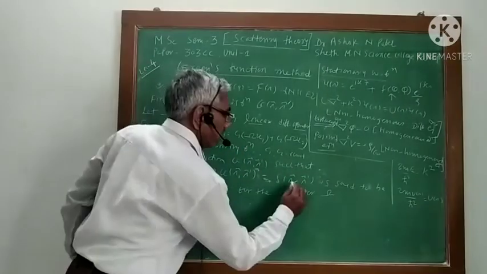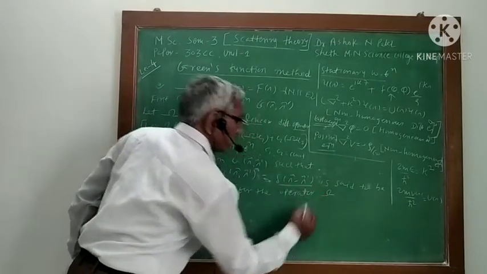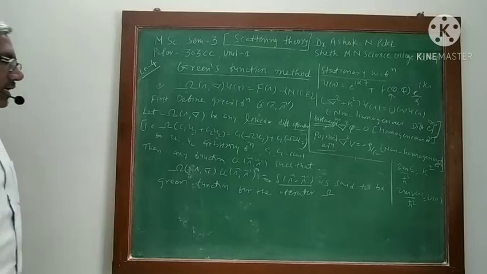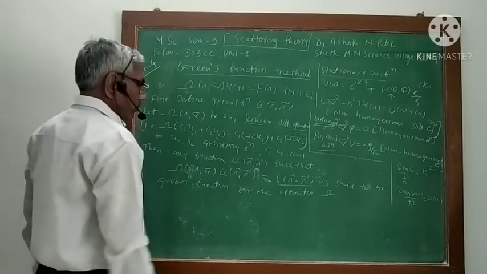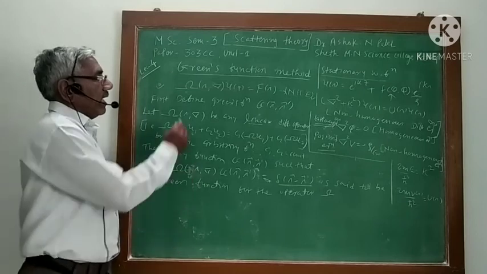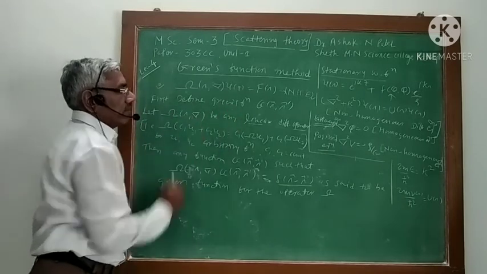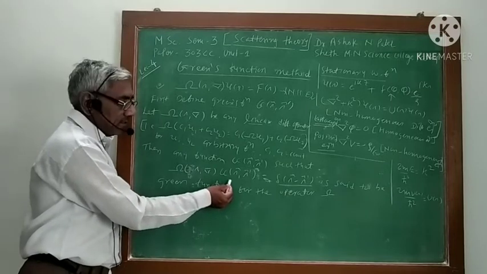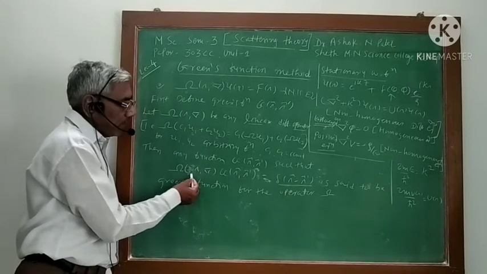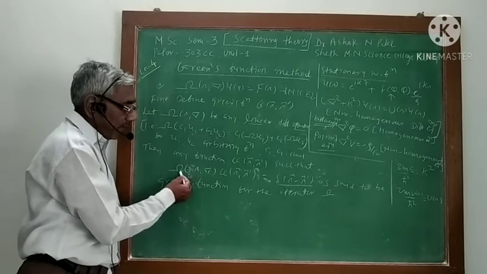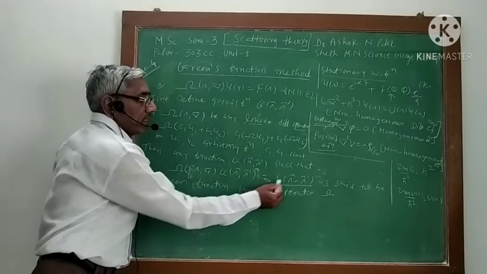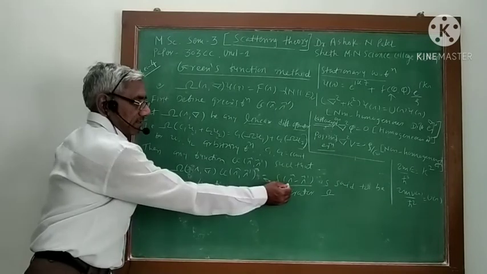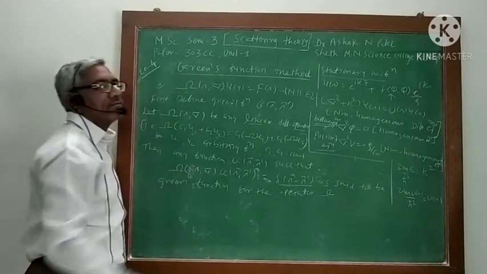This is the Dirac delta function. Whenever I have to define the Green function, how can I define it? My function should be such that whenever I operate on it with the operator omega, it gives me the Dirac delta function as a result. If this is the case, then this is my Green function.